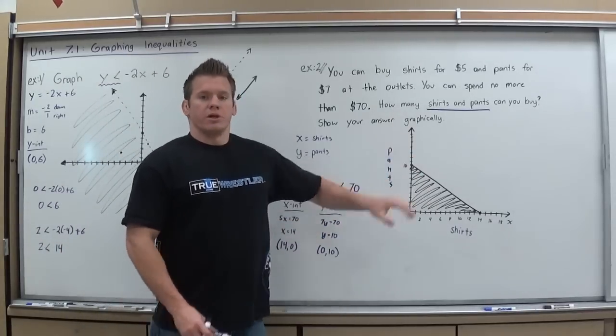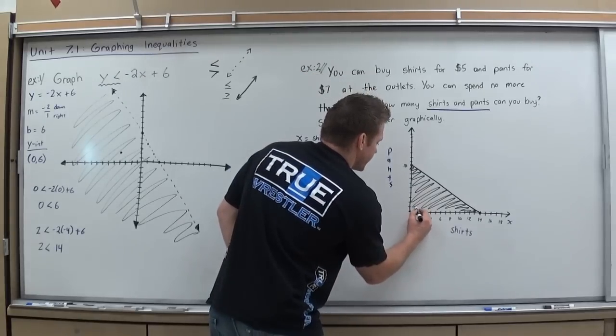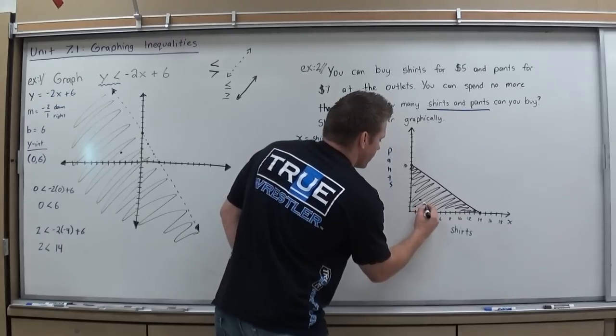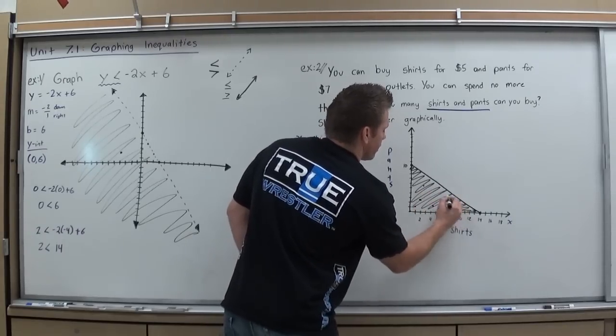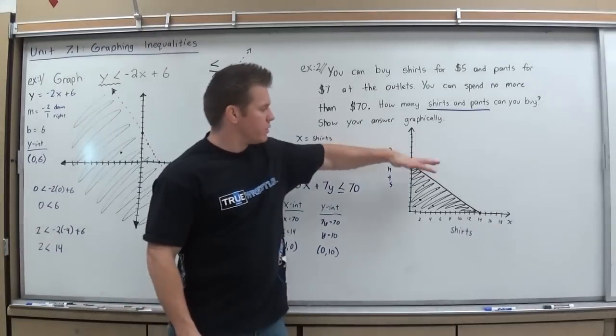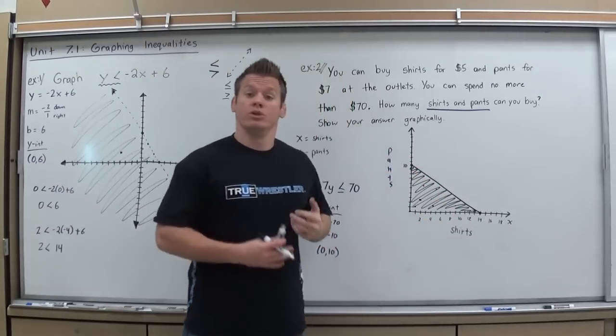And this shows the reader all the possible solutions to this system. I could go 0 and 0. I could go 1 and 1, I could go 2 and 2, I could go 3 and 3. Any point in this zone is potentially a solution. Now anything below it wouldn't be using all the money. Any point directly on that line would use all the money.